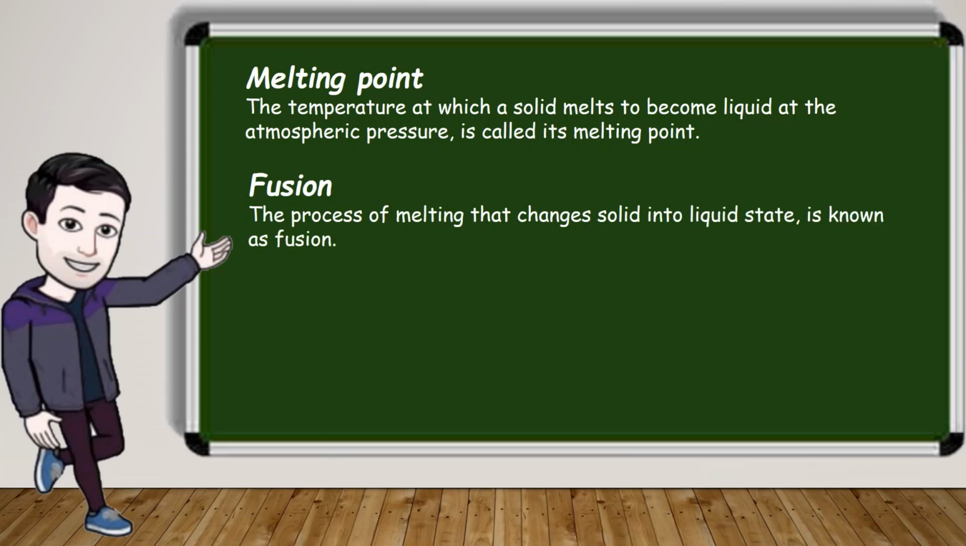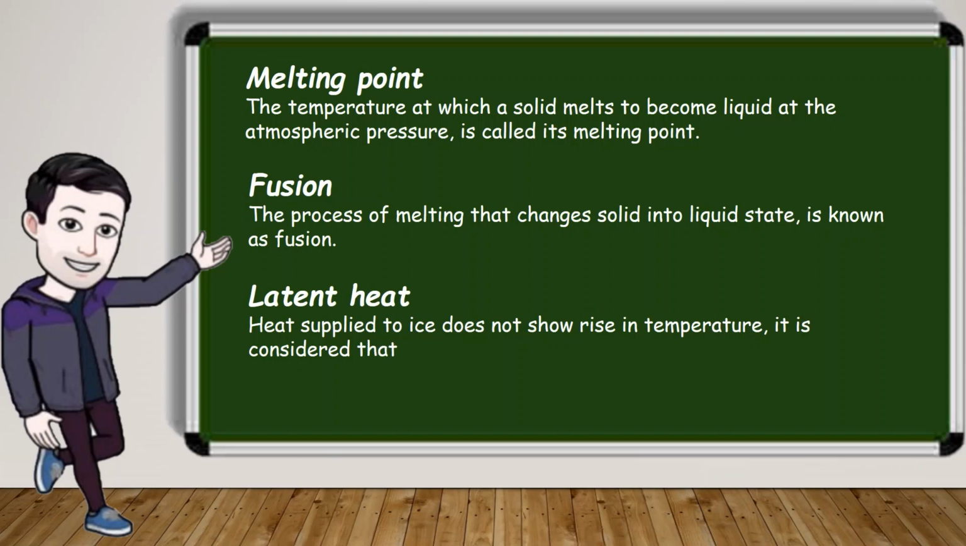Before moving on to the next term, let us study our previous observation in a little detail. It has been observed that, when ice is heated, heat energy is absorbed by ice. But, the heat energy supplied to ice is not used to raise the temperature of ice, but to break the force of attraction between particles. On the basis of this observation, a new term was introduced. Latent heat. Heat supplied to ice does not show a rise in temperature. It is considered that it gets hidden into the content of the beaker, and this is known as latent heat.